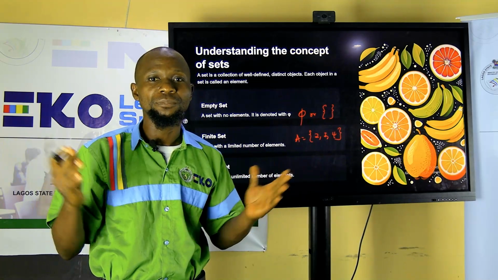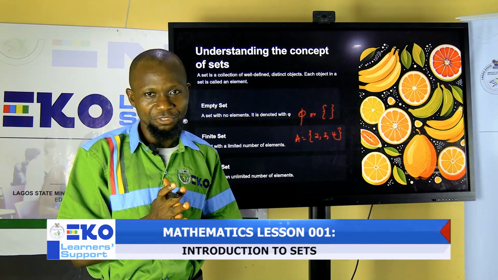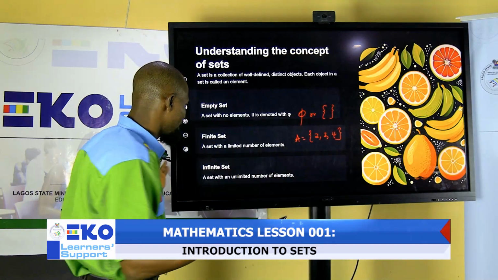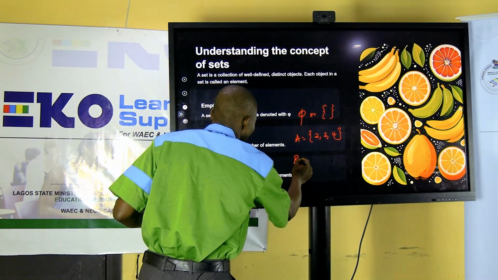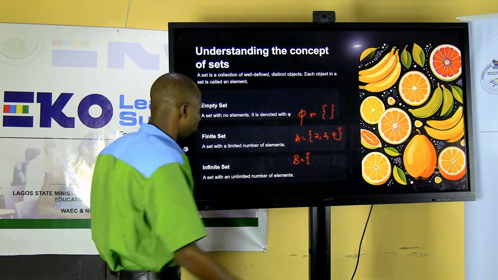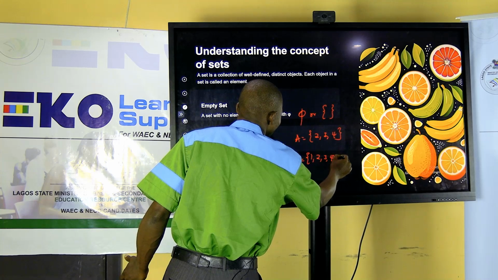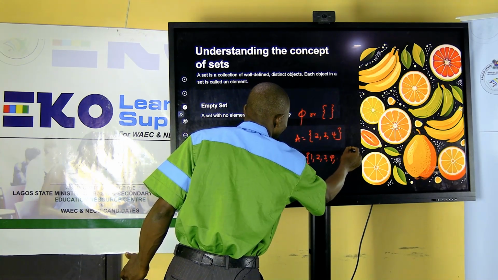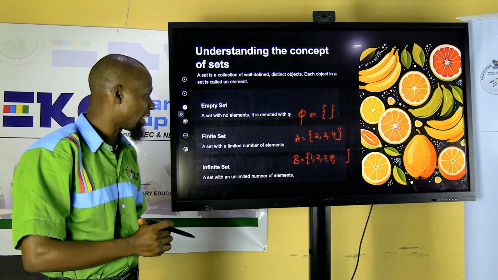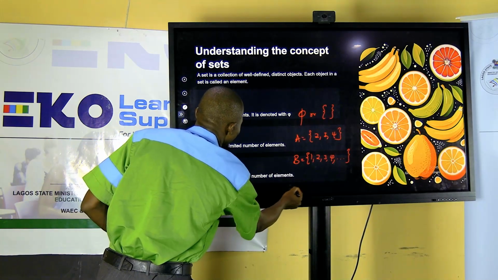Can you think of anyone? An example is the set of all natural numbers or the set of all integers. How will I write that? Set B, the set of all natural numbers. What are natural numbers? They start from 1, 2, 3, 4, and it does not have an end. So this is how we represent an infinite set. So it has an unlimited number of elements.